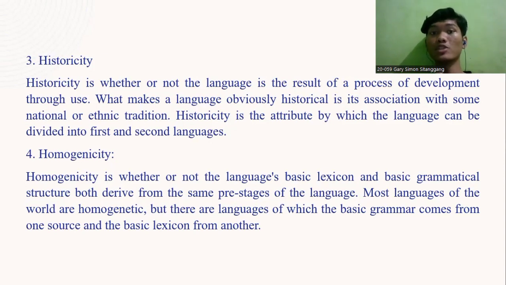The fourth, homogeneity. Homogeneity is whether or not the language's basic lexicon and basic grammatical structure both derive from the same pre-stages of the language. Most languages of the world are homogenetic, but there are languages of which the basic grammar comes from one source and the basic lexicon from another source.